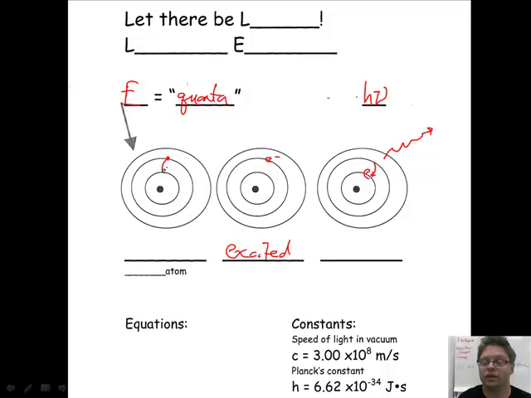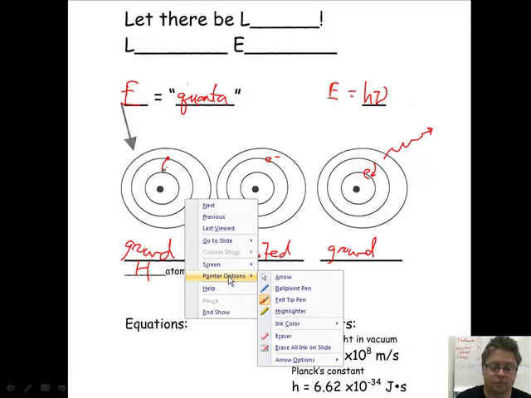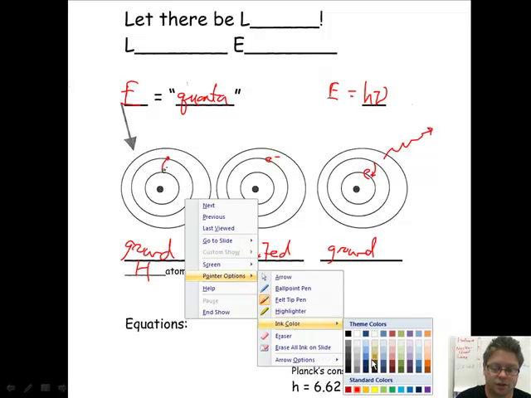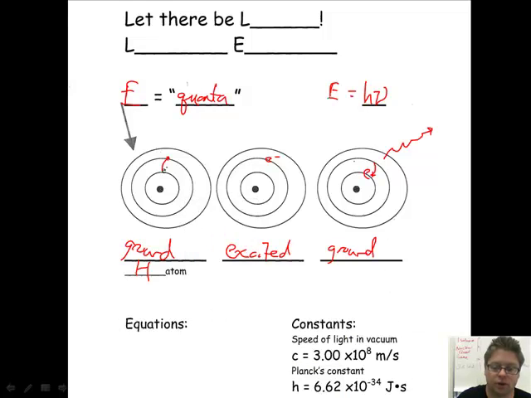The amount of energy is determined by this equation. So this is called the ground state, excited state, and back down to the ground state. And this is for a hydrogen atom because it's only got one electron. You can imagine other atoms would have more electrons that could possibly move. Now, if you look at this hydrogen atom here, we can actually see how you would get something that was blue in color.